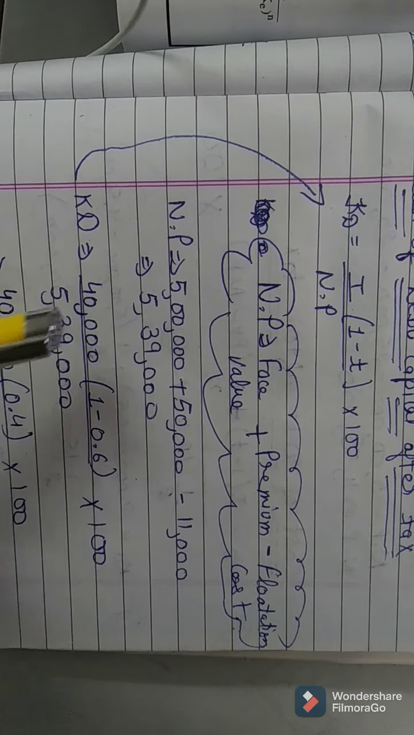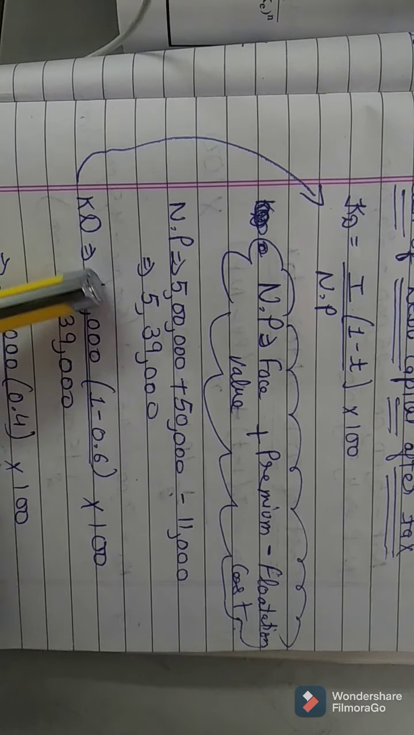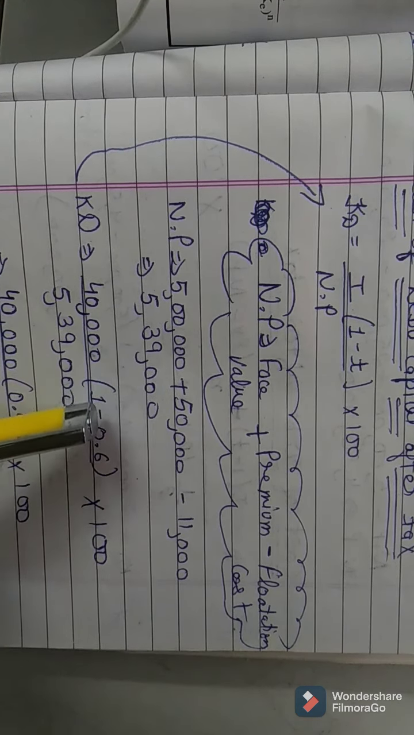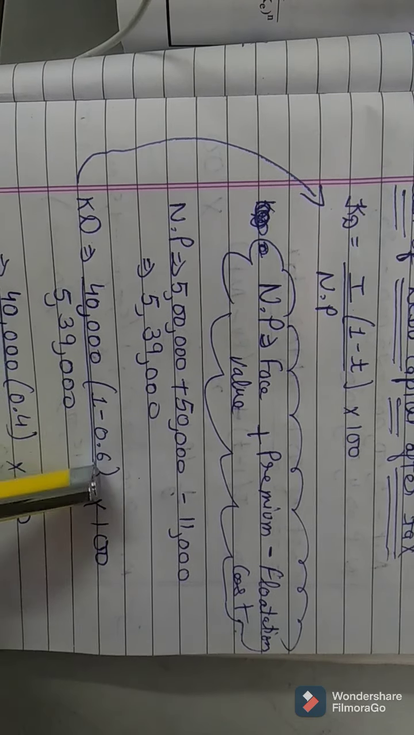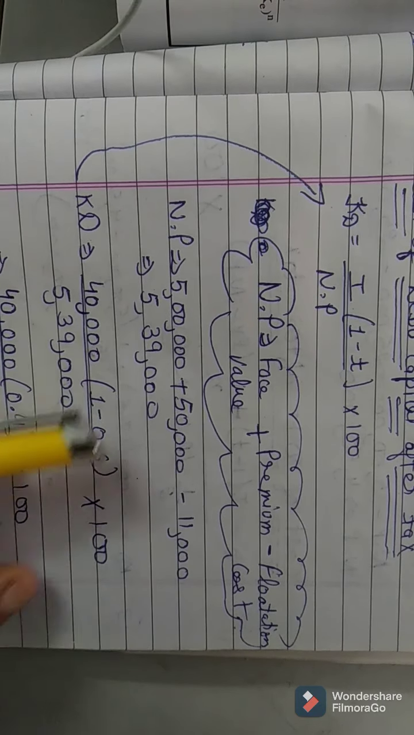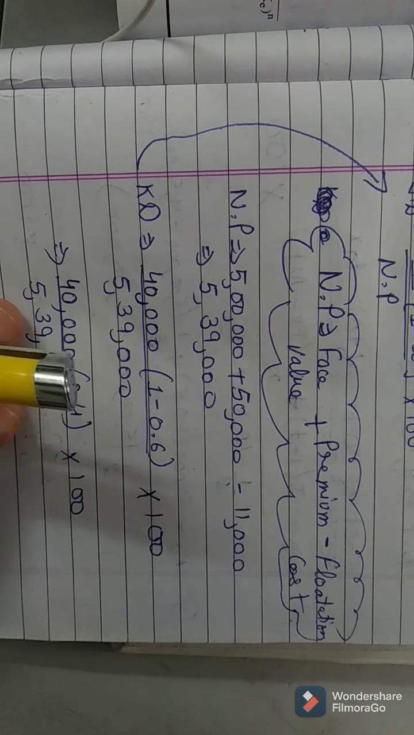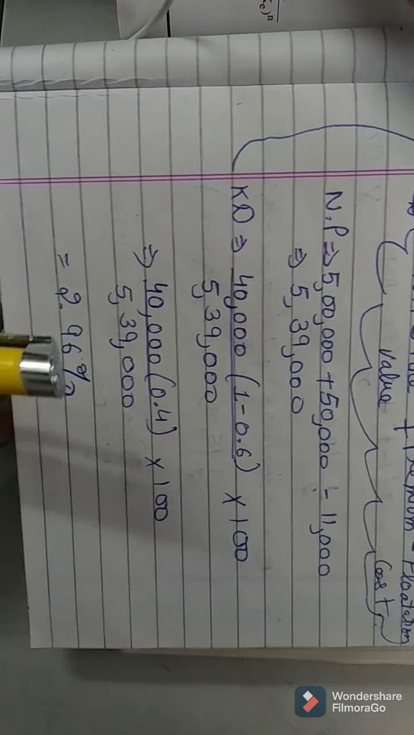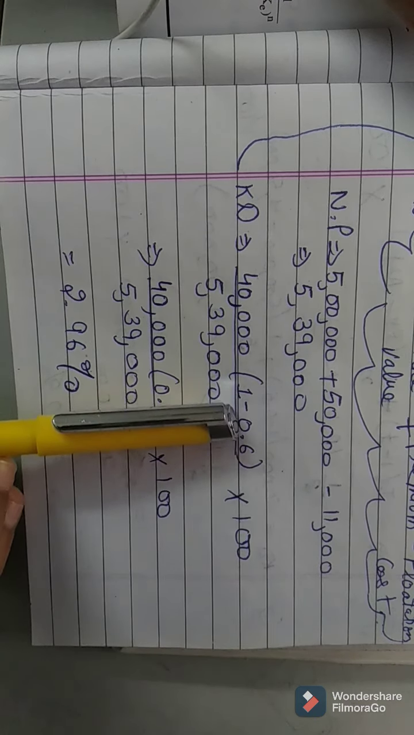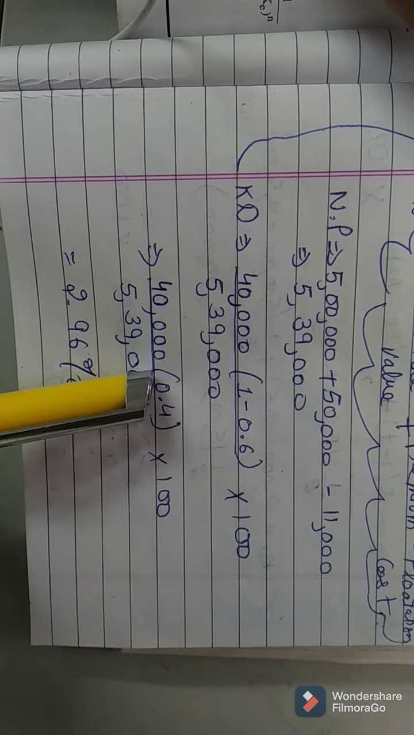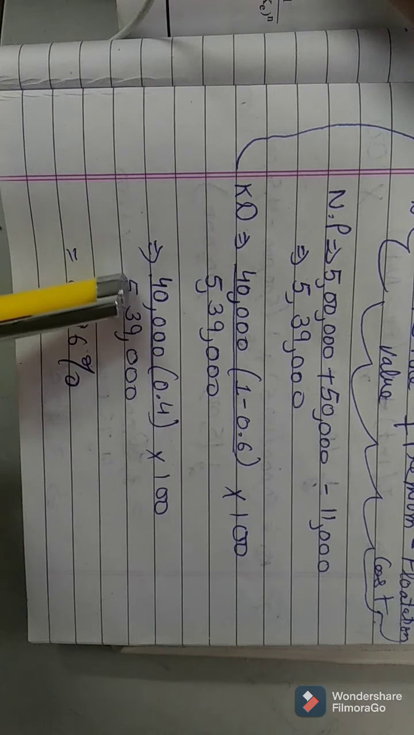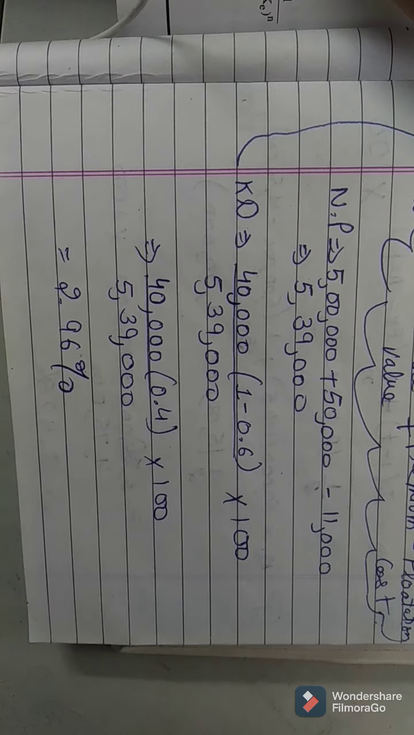I is interest, which on 5 lakh is 40,000. Bracket 1 minus the tax rate, which is 0.6. Now net proceeds, which is calculated here, into 100. When we multiply any amount by 100, it means our answer is in percentage. Now solve it: 1 minus 0.6, we get 0.4. Multiply 0.4 by 40,000 divided by 5,39,000 into 100, then our final answer is 2.96.